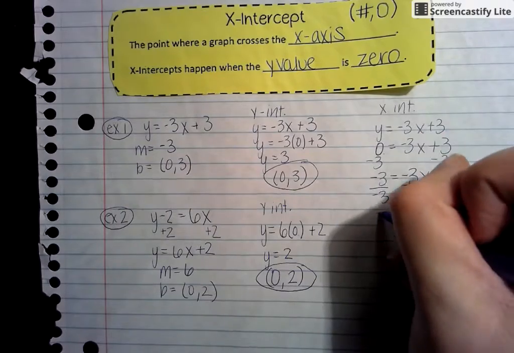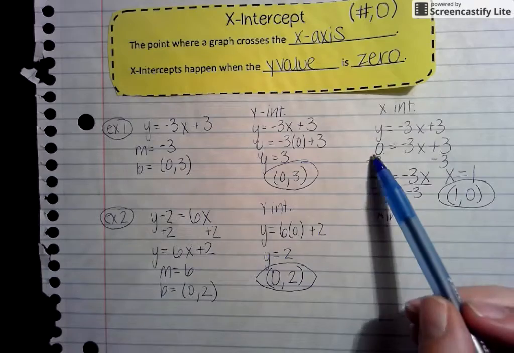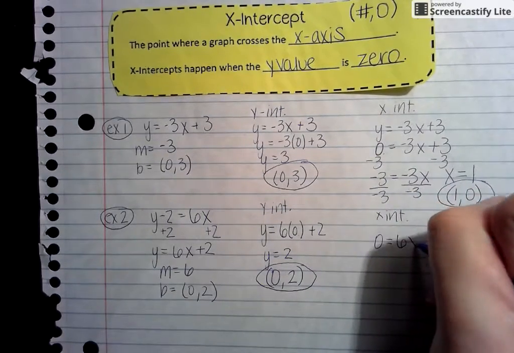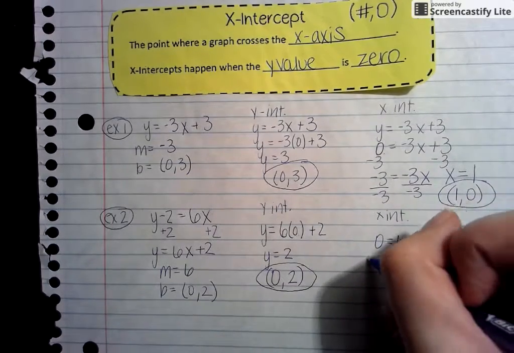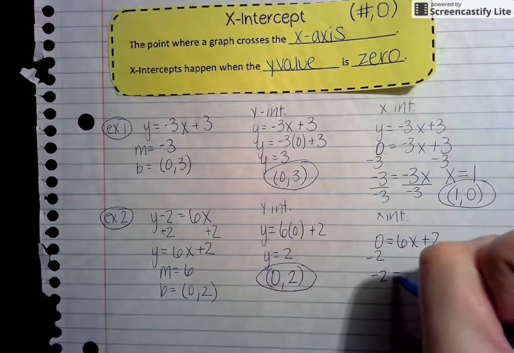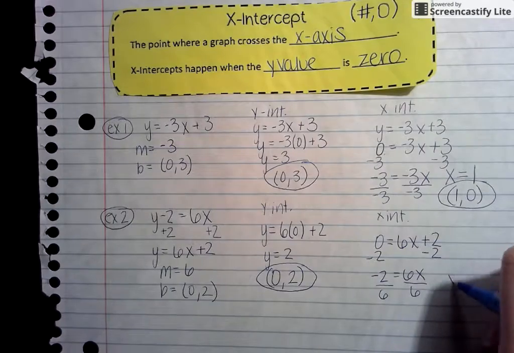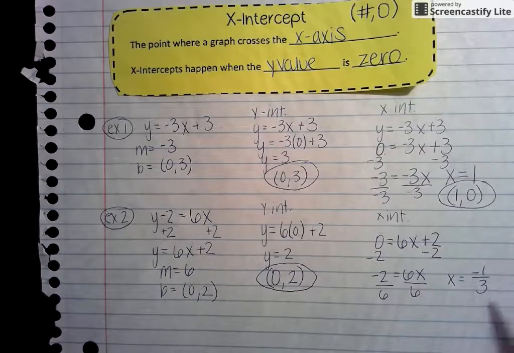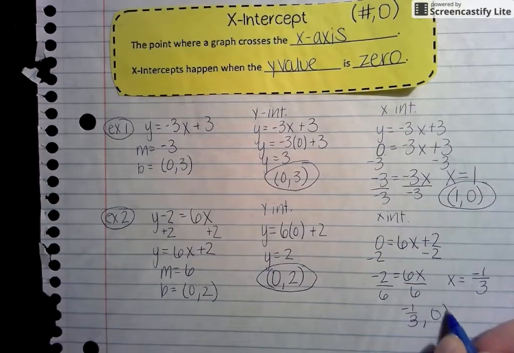Now to find my x-intercept, this time I substitute 0 in for y. So I get 0 equals 6x plus 2. I want to get x by itself, so I subtract 2 on both sides. So I get negative 2 equals 6x. I divide both sides by 6, so I get x equals negative 1 over 3. But I'm not done yet because I want to write it as an intercept. So I have negative 1/3, comma 0.